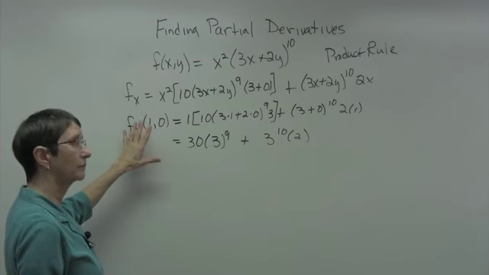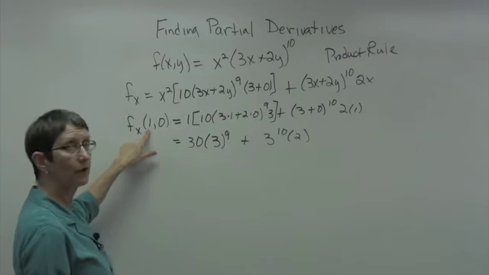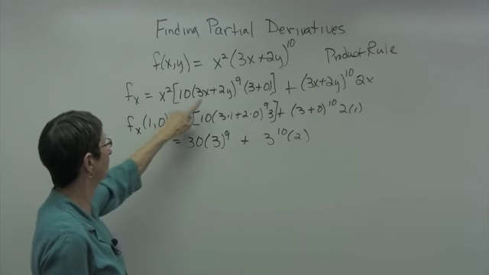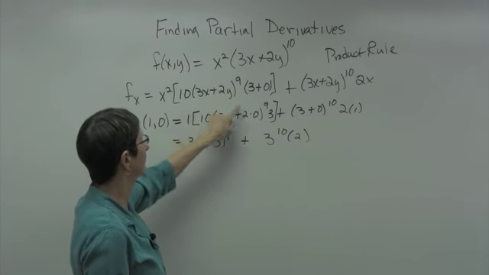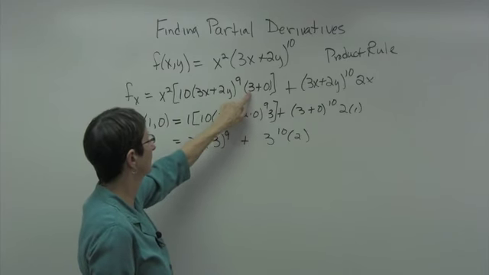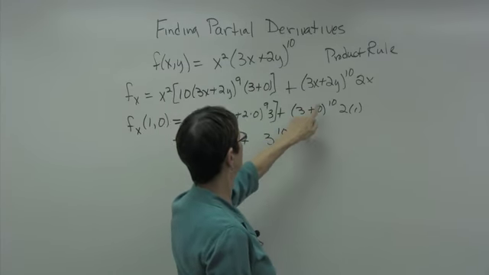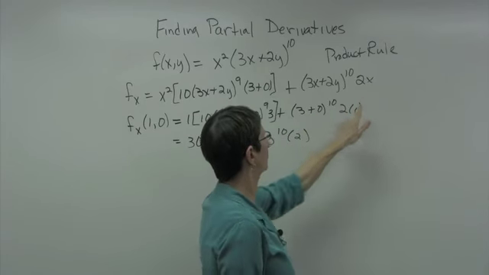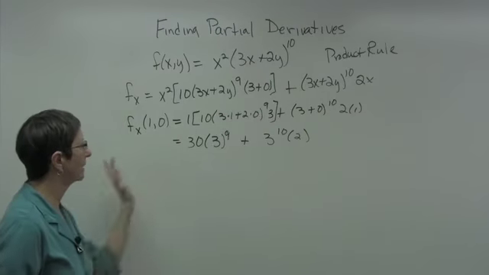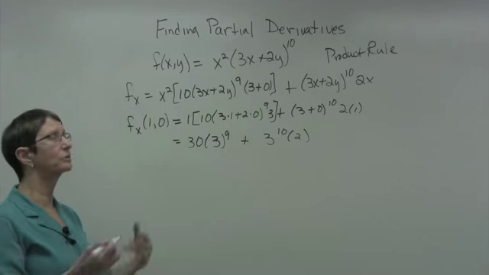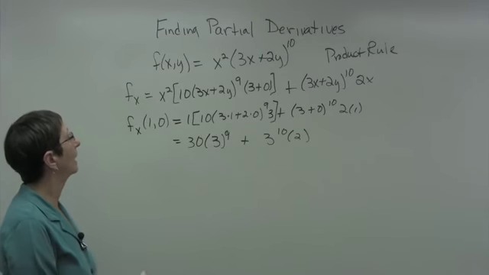You have to be really careful with these that you put 1 in for x and 0 in for y. So I've got 1 for x, 0 for y. That's a constant. 1 for x, 0 for y, 1 for x. Okay. So whatever that's equal to is the partial of f with respect to x.